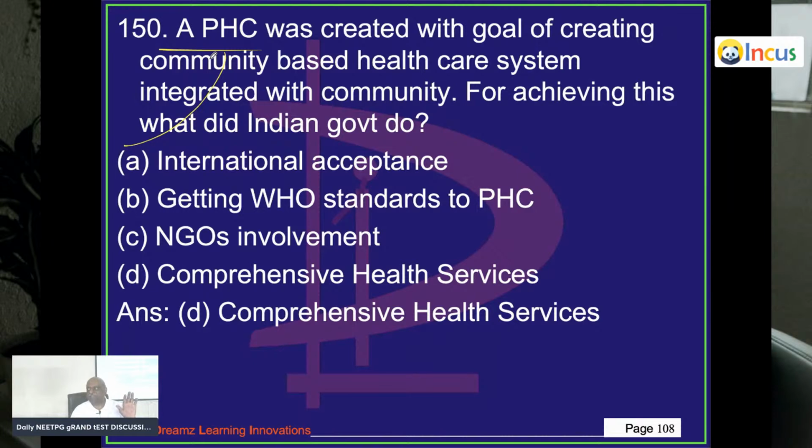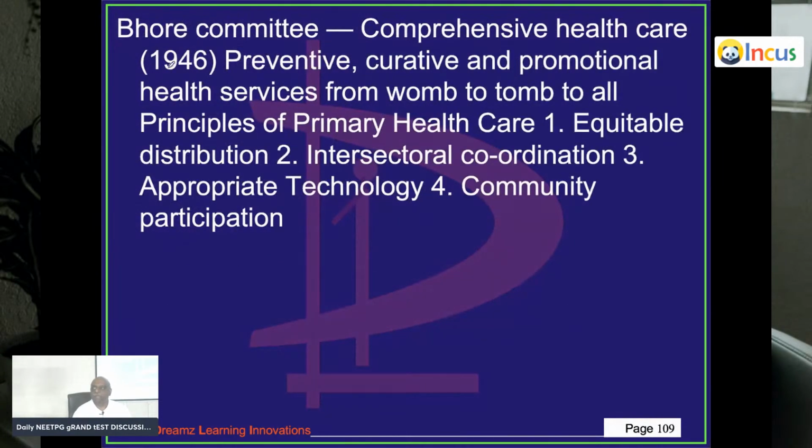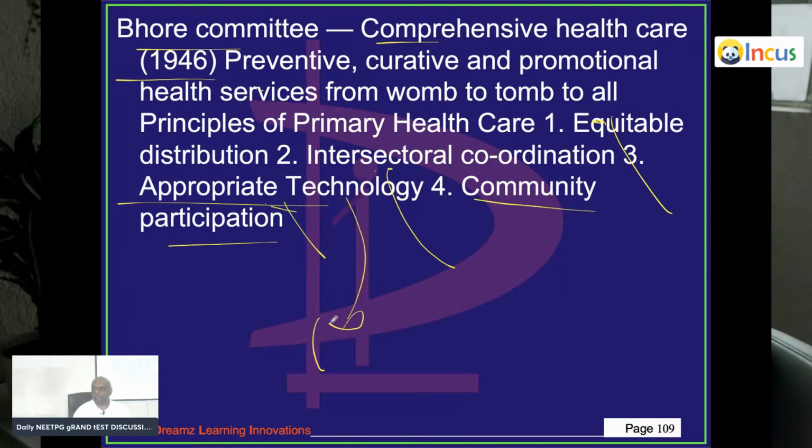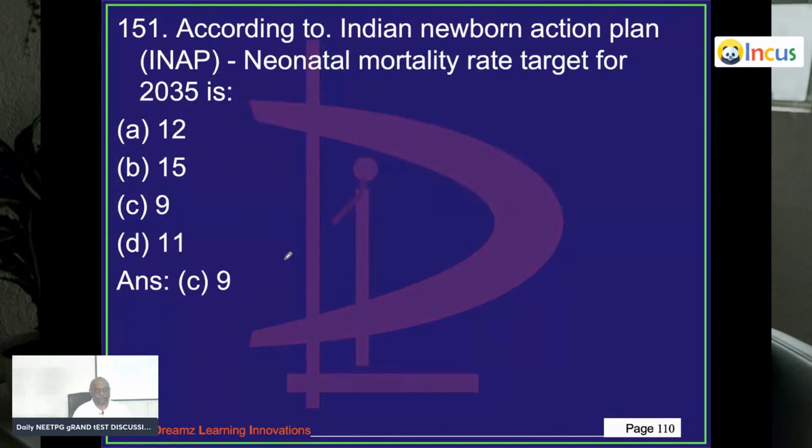So PHC was created with the goal of creating a community-based healthcare system. What did the Indian government do? Comprehensive health services. It is the Bhore Committee, comprehensive healthcare, way back in 1946 before independence. What are the principles of primary healthcare? Equitable distribution, intersectoral coordination, appropriate technology like our IRIS platform, and community participation.